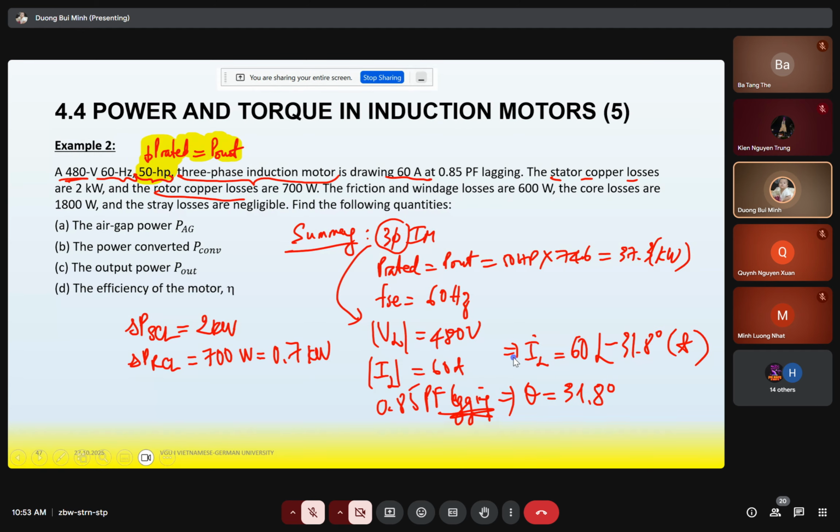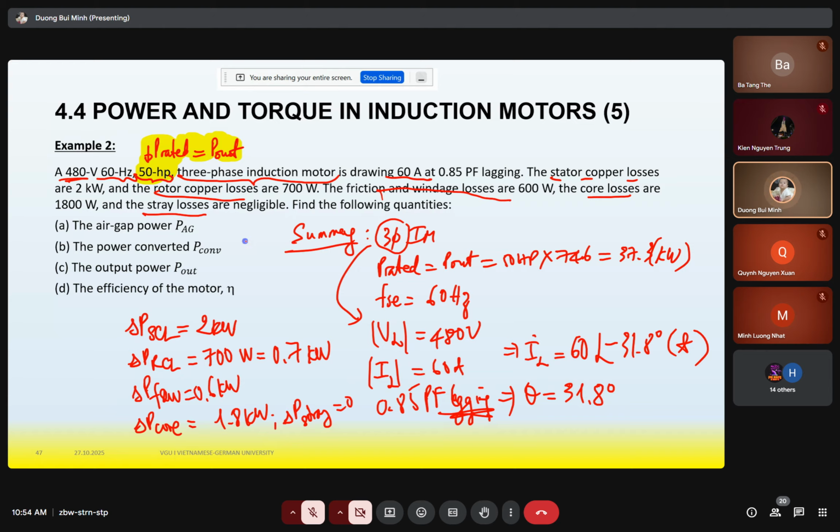What else? We have friction and windage, right? We have delta P friction and windage of 0.6 kilowatts. And core losses, we have delta P core equal to 1.8 kilowatts. Stray losses are negligible. That means delta P stray is zero.